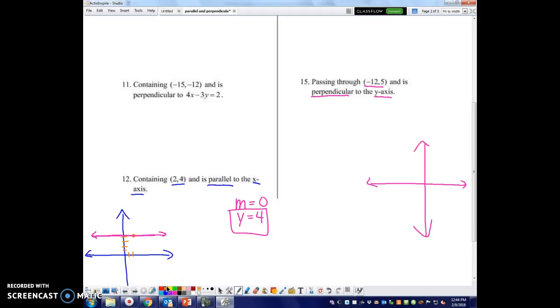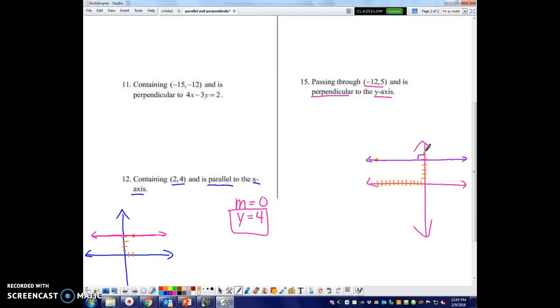Plot your point. Negative 12, 5. 1, 2, 3, 4, 5, 6, 7, 8, 9, 10, 11, 12. 1, 2, 3, 4, 5. And it's perpendicular to the y-axis. What's that going to look like? Crossing it at a 90-degree angle. Okay, this makes 90 degrees.